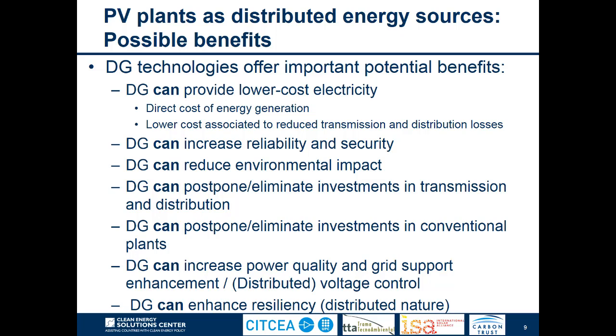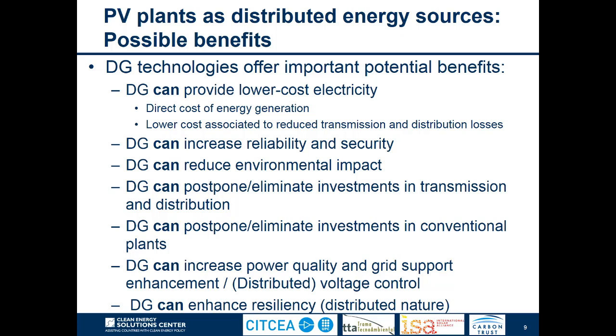But if we do a bad installation, this can cause worse reliability and security than the system had before. Distributed generation can also reduce the environmental impact because we can use more renewables, so the environmental impact of the system can be much better compared to some other alternatives.